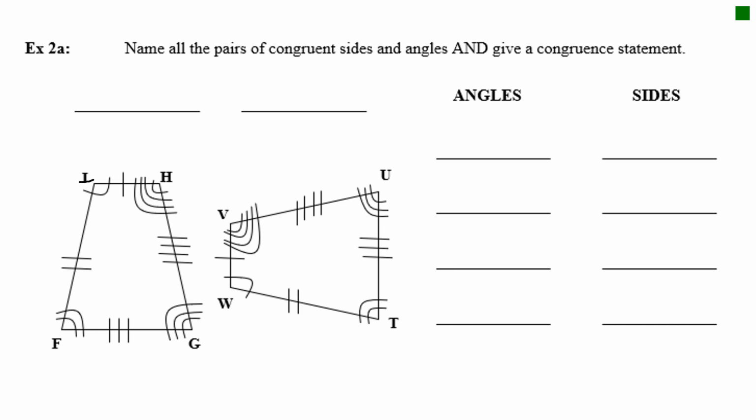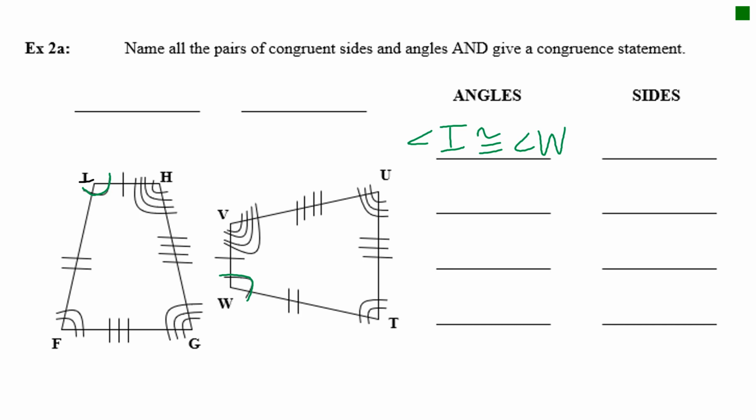Looking at the figure to the left, we're going to start with angles. We notice that angle I has one arc. On the figure to the right, we're looking for which angle also has just one arc. That's going to be angle W. So angle I must be congruent to angle W because they both have one arc, which tells me they're congruent and have the same degree measure.